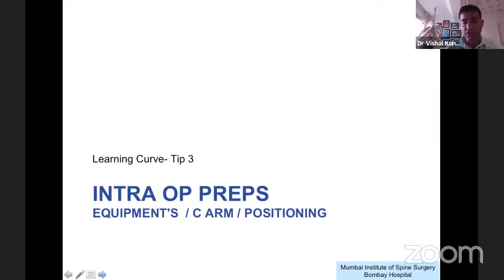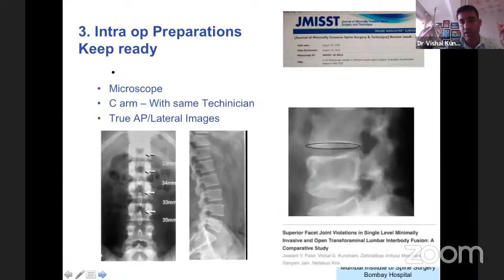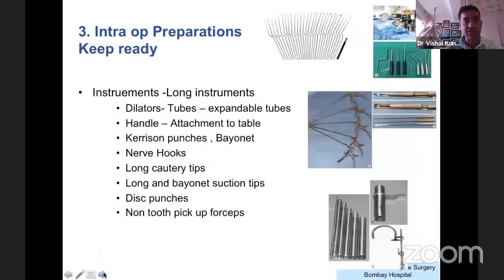Equipment, C-arm, and positioning have always been matters that can initially make you struggle, but the moment you are getting ready with this and you have all the equipment ready, we learned about the microscopic factor, the C-arm. Remember, having a true AP and true lateral is the most basic thing, and having an oblique end plate like this is something that you may want to avoid, whether you are doing a tube docking or a fixation. All these have been causes of reduced reliability of C-arms and superior facet violation that have been happening, and we have published this extensively in our studies.